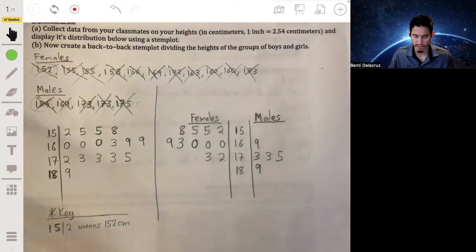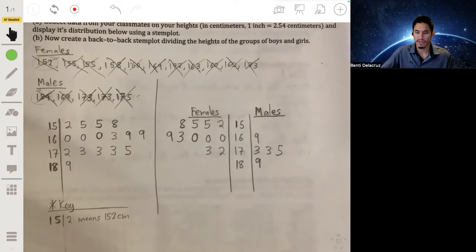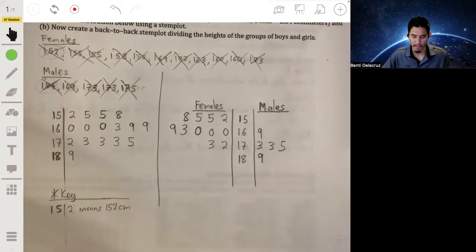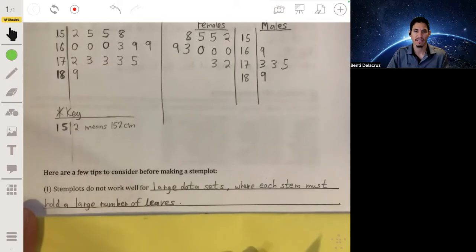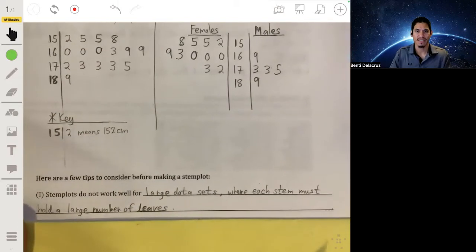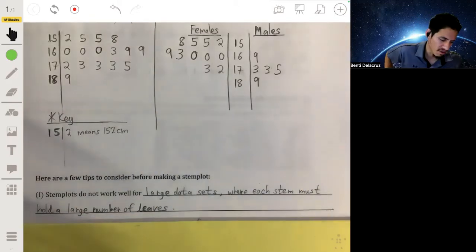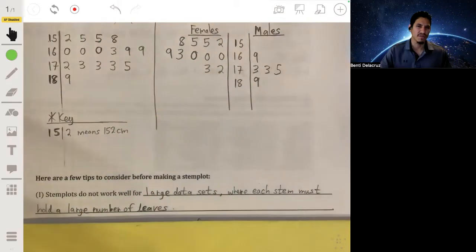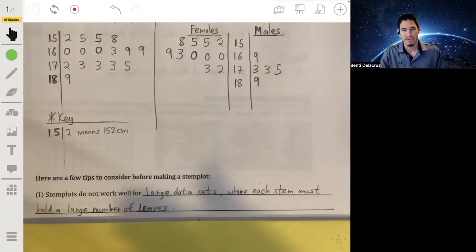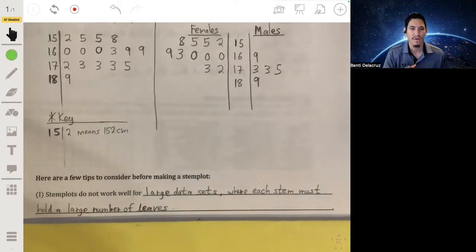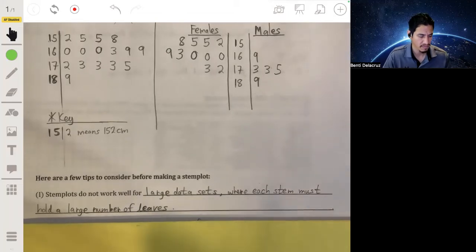Now, a couple tips to remember when we're making a STEMplot. It's really not a good idea to make STEMplots for big data sets. When you have big data sets, it's going to become tedious, and sometimes the values and the shapes don't really stand out. It's not really going to tell you much, or it's going to be very hard to tell. So I usually try not to do them for anything above 30 or 40 values. It really just depends, but for bigger data sets, we're going to learn about how we can use histograms.